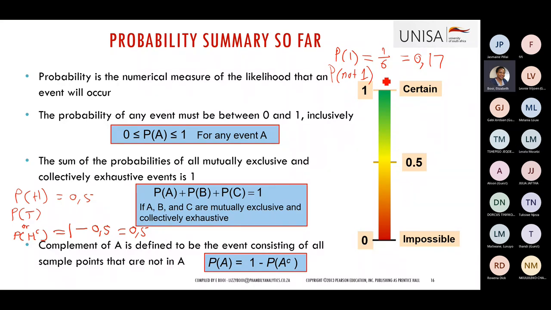So it's 5, so that will be 5 over 6, right? And you can calculate that, because I want to show you the complement. 5 divided by 6 will give you 0.83. So in order for us to find the complement, we just say 1 minus 0.17, and that will give you the same thing, because not 1 is the complement of 1. So that will give you 1 minus 0.17, which is equal to 0.83. So that is the complement.